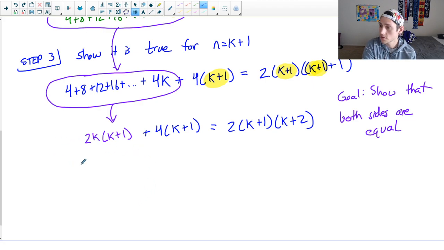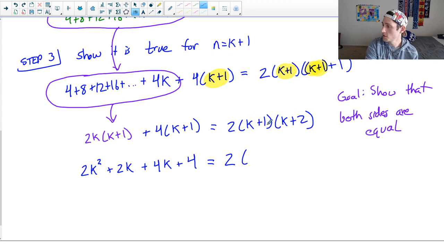All right, so let's do some rearranging and hope that we get the same thing. So I'll distribute for all of this. 2k times k, 2k squared. 2k times 1, 2k. 4 times k, 4k. 4 times 1, 4.